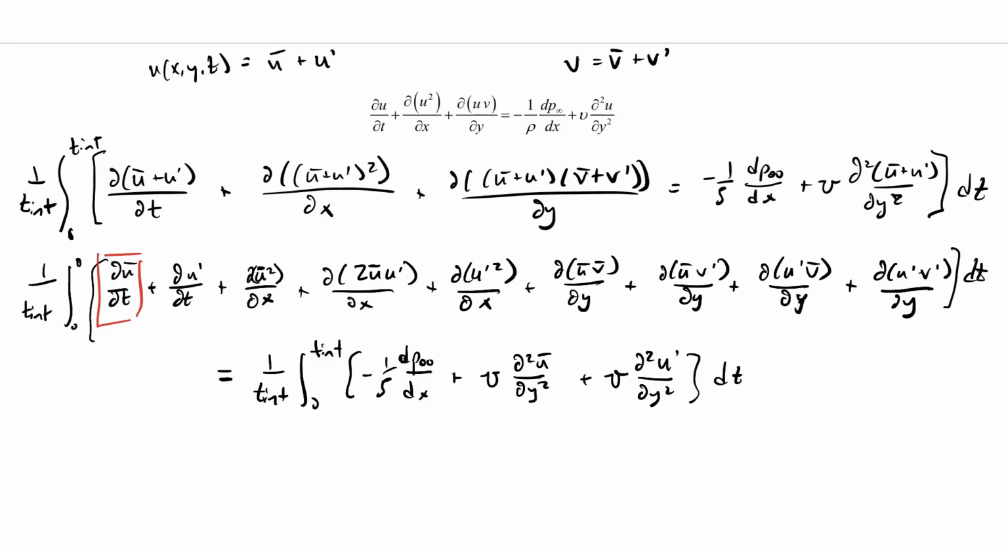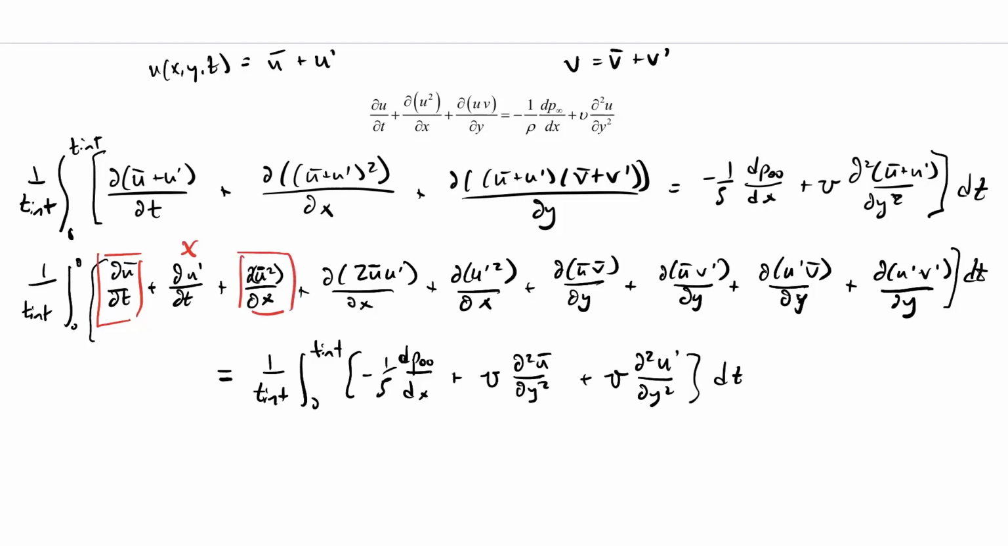Let's see, what about this second term? Well, du prime dt, that's variability around zero. So we integrate that, that should go away. So that one goes away. What about du squared? Well, it's u bar squared. So u bar squared isn't changing because u bar isn't changing. So that's just going to go to the same value that it started with.